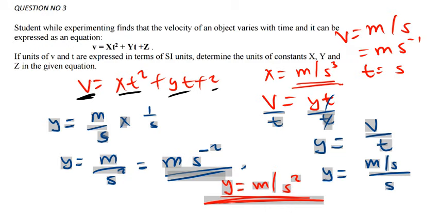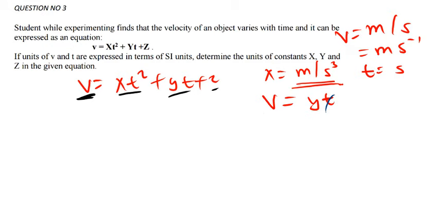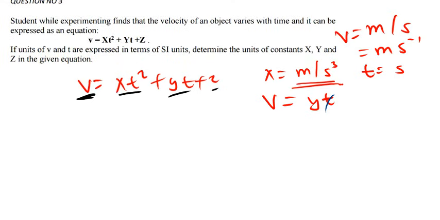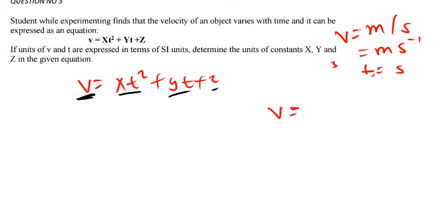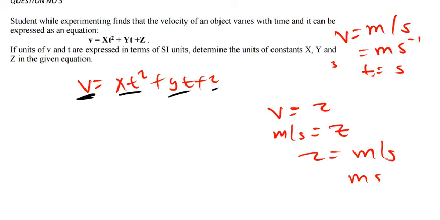We do the last one. So v will be equal to z. v is meters per second, meaning that z is meters per second, or you can say meters s to the power negative 1. That's all.